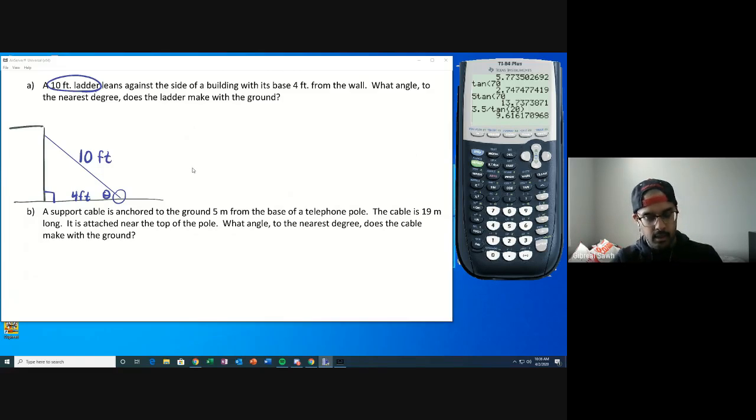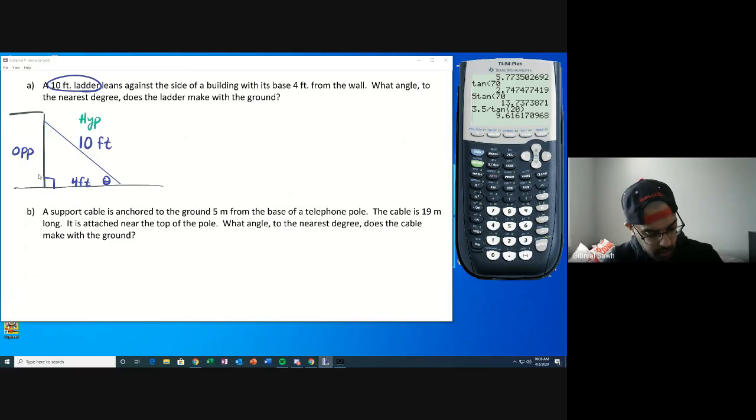Now let's try to label this triangle using the angle I need as my reference angle. So my reference angle is going to be theta right now because I don't know it. So opposite to it is going to be my wall. The 10 feet is going to be represented by our hypotenuse. And the 4 feet, that's our adjacent. So I'm going to move this picture here. That's our adjacent.